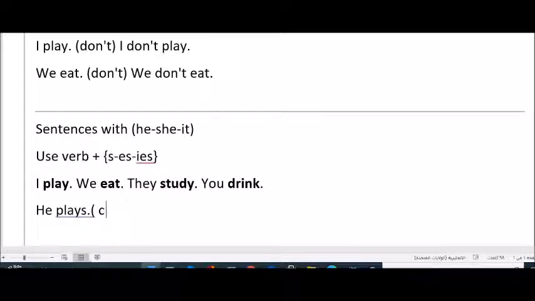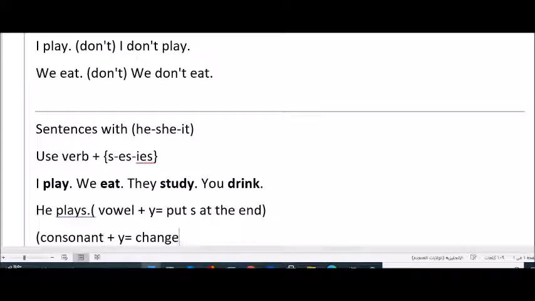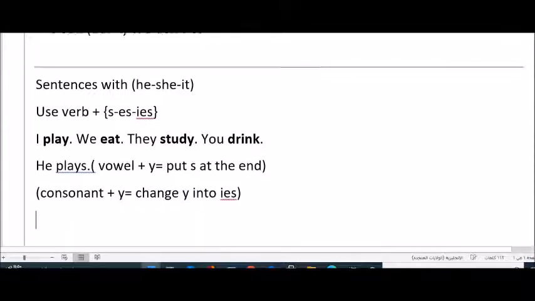The rule says, let's start with vowel. Vowel letter plus y, put s at the end. That's what happened. Here is the verb play, and this was y. Before y, vowel sound. Put s at the end. But consonant plus y, change y into ies. Let's take an example about that.